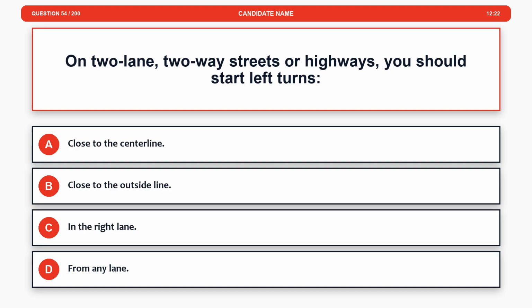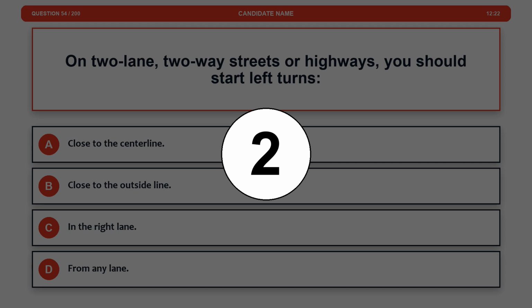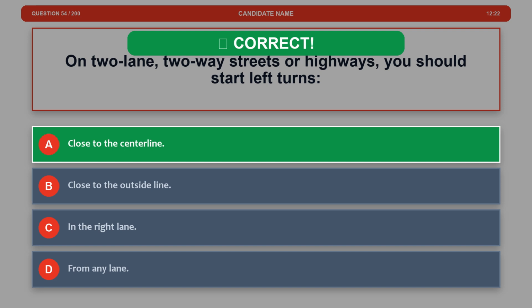Question 54. On two-lane, two-way streets or highways, you should start left turns. Option A, close to the center line. Option B, close to the outside line. Option C, in the right lane. Option D, from any lane. The correct answer is option A, close to the center line.